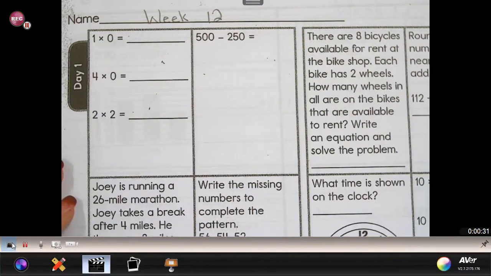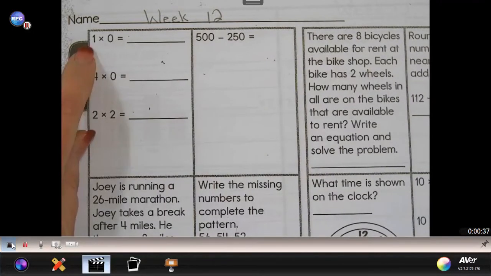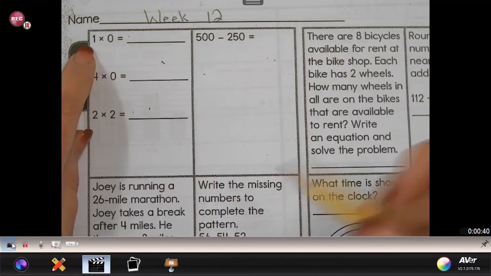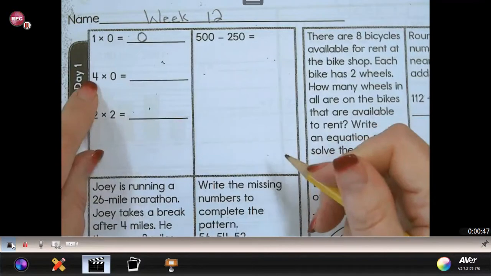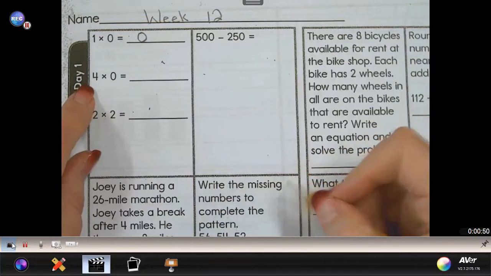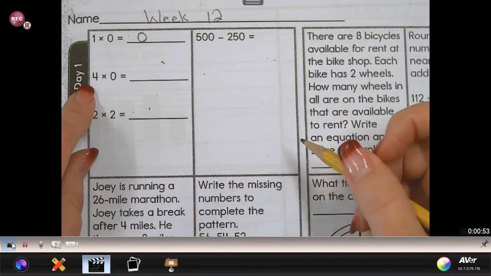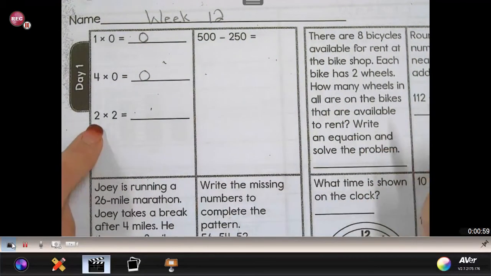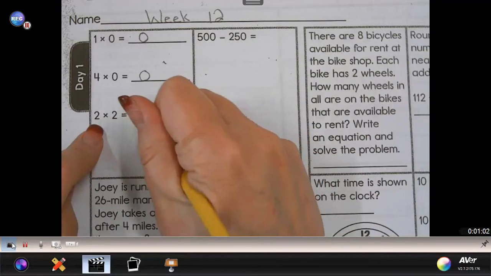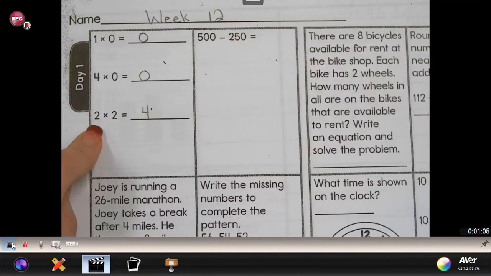This is week 12. So we're going to look at our multiplication equations here. We have 1 times 0, one group of 0. So anytime you're multiplying by 0, you would end up with 0 as your product. 4 groups of 0 would be like adding 0 plus 0 plus 0 plus 0. So if you add all those zeros together, you would get 0. And 2 groups of 2 is going to be 4. So those are some basic facts. Make sure that, again, like I said, go into fact fluency in MobyMax and be practicing those multiplication facts.